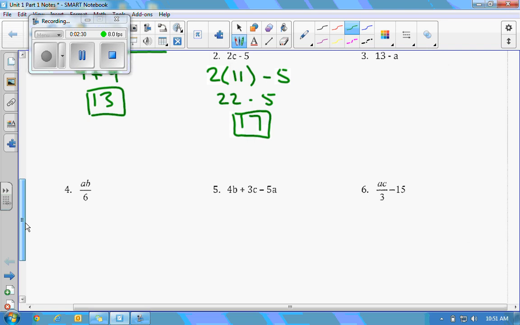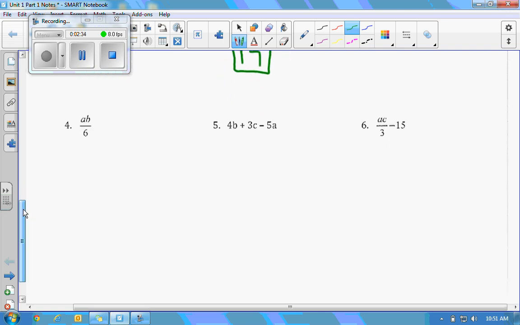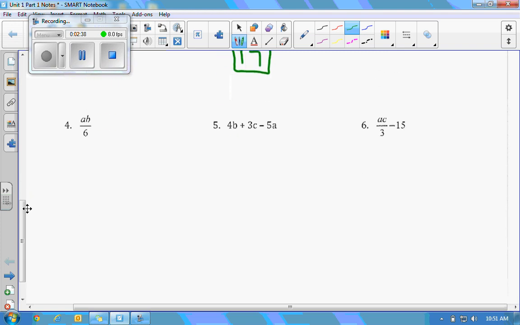I'm going to come down here and look at number 4. So number 4, I have AB over 6. So I need to replace A with 9 and B with 4. So I'll put 9 in for A, 4 in for B. And I'll put that over 6. The two letters are right next to each other, which means I'm doing multiplication. So that's 36 over 6. 36 over 6 means I'm doing division, so I'm just going to get 6 there. Again, no equal signs written down.